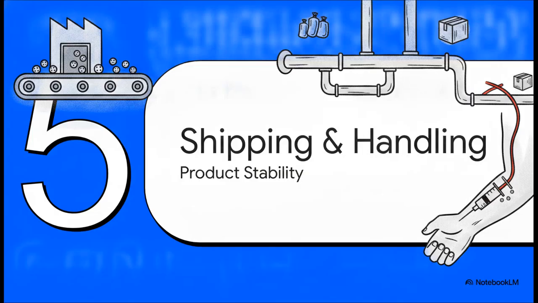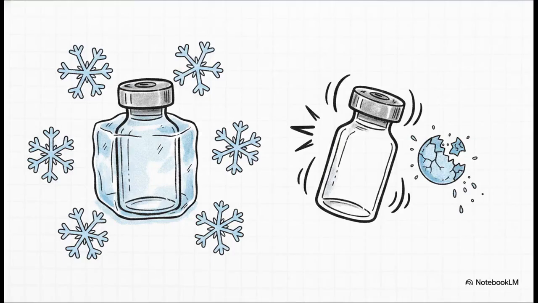Finally, Section 5, shipping and handling. You might think the hard part is over, but these advanced medicines are remarkably fragile once they're completed. After aseptic fill finish into their final vials, they usually require strictly controlled frozen or refrigerated cold chain storage. And it's not even just about the temperature. They are highly sensitive to freeze-thaw cycling, which can warp the particle size and cause the cargo to leak out. They're even sensitive to basic agitation. Simply shaking the vial too much during shipping can physically stress the formulated particle and literally break it apart.